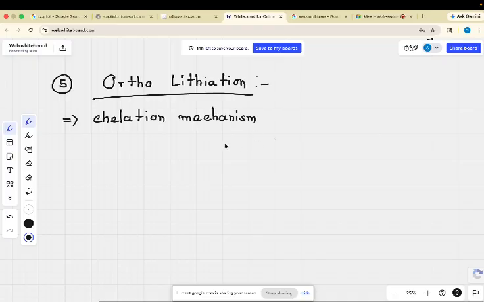Chelation mechanism. Okay, so suppose I have a system like this. This is a benzene ring. Here you have an electron withdrawing group, and these are basically your ortho hydrogens, right? At the ortho positions you have hydrogen.